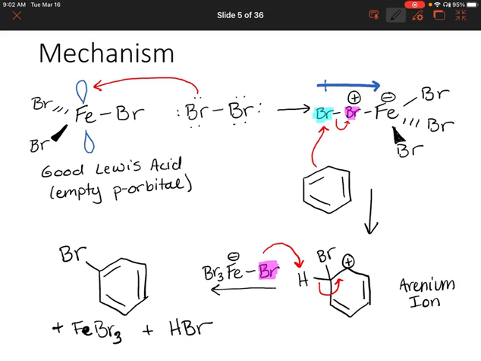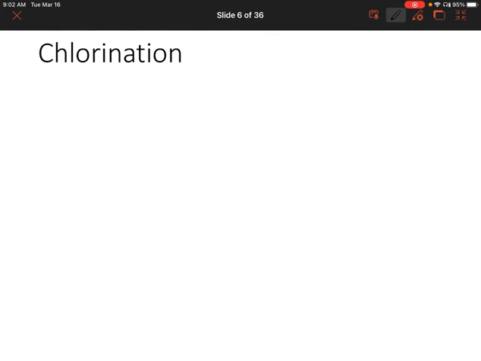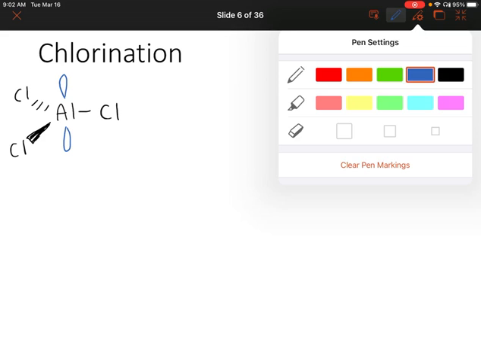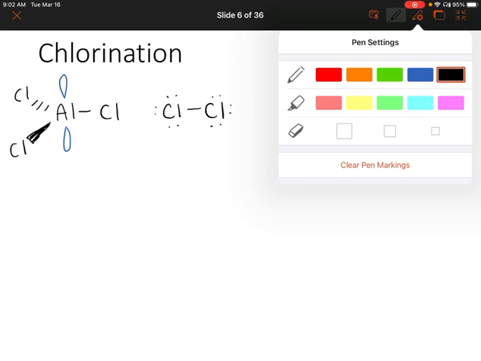All right, so now let's look at chlorination. It's going to be very, very similar to this mechanism, but instead of iron tribromide, we're using aluminum trichloride. So again, we'll look at our catalyst from the side, and aluminum is a good Lewis acid here because it has an empty p orbital. So it can accept electrons, and in this case, it will accept electrons from chlorine.